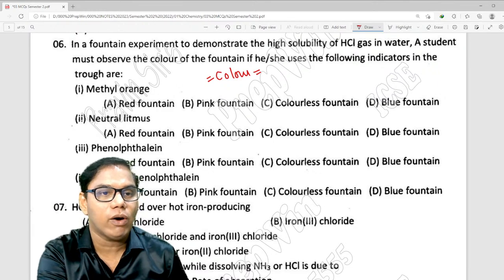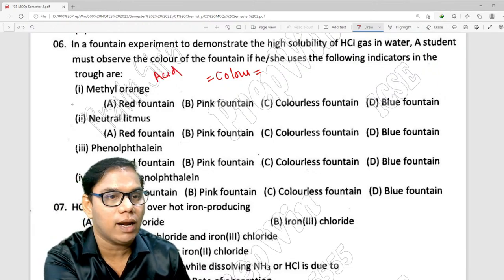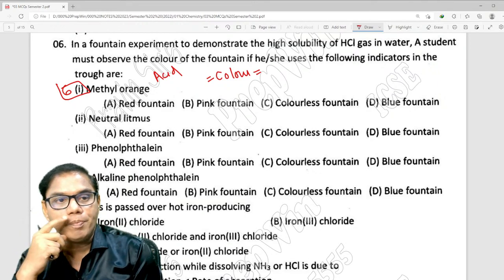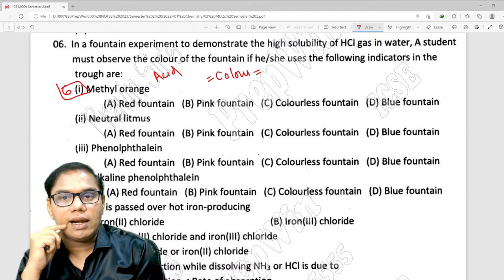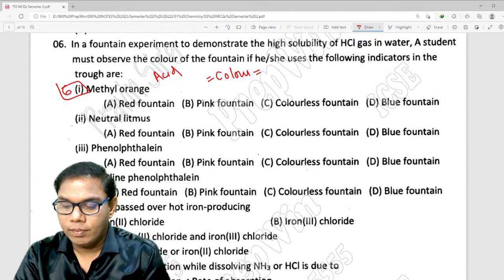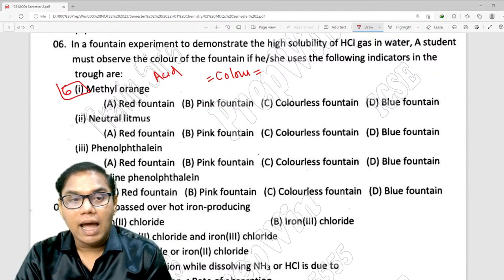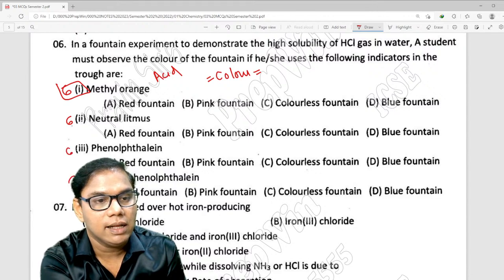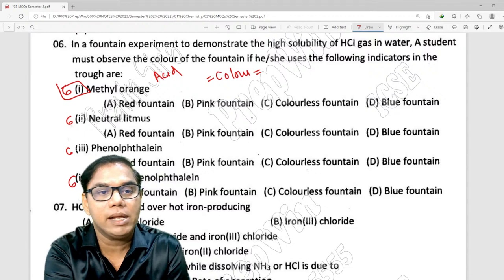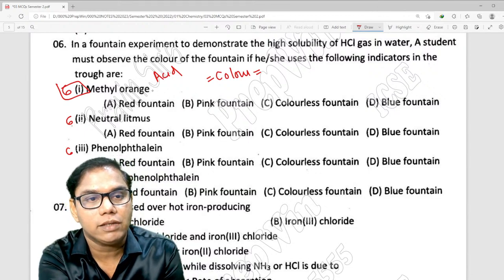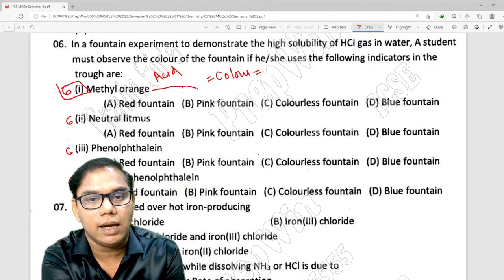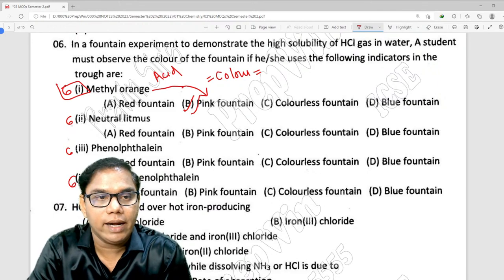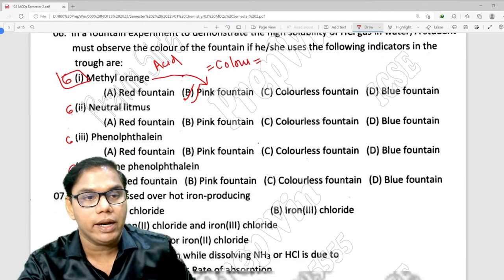What is the effect of acid on methyl orange? What is the answer to the first part of question 6? You can type like this. Is it A, B, C or D: red fountain, pink fountain, colorless fountain or blue fountain? Which fountain? There are four sub-questions: the first, second, third and fourth of question 6. Acid converts methyl orange from orange color to pink color. So the first one is A. No, not red. Methyl orange in acid is converted into pink color.